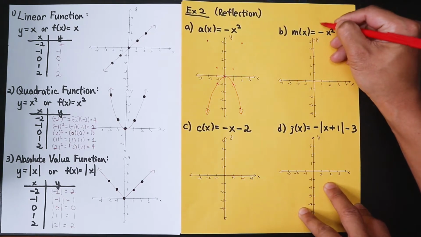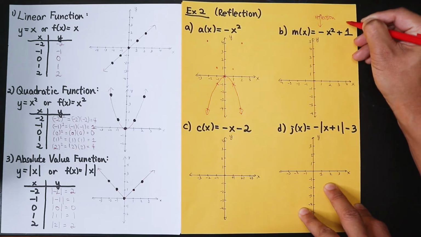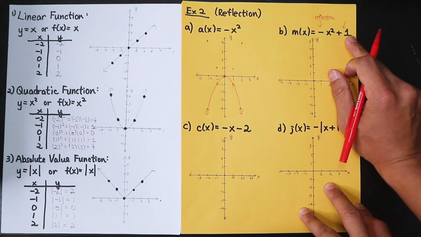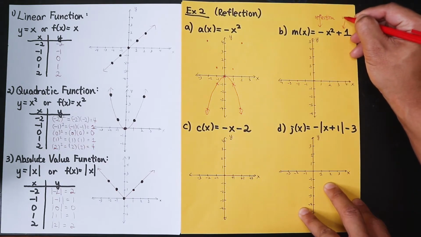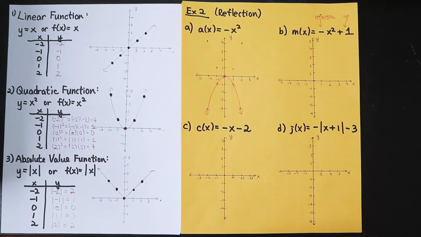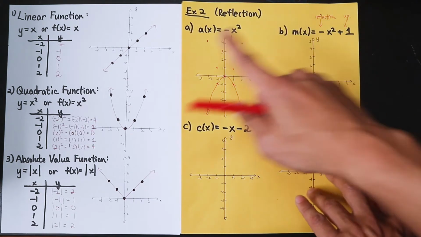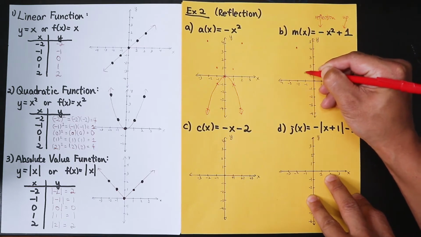First, you're dealing with reflection, okay? And then after that, you're dealing with translation. Now this plus 1 is outside the mother function, and it's positive, so you're going to move 1 unit up. So you're going to deal with reflection and translation. So what do you do? Step 1 is always grab the 5 anchor points. So it's going to be these 5 points right here.